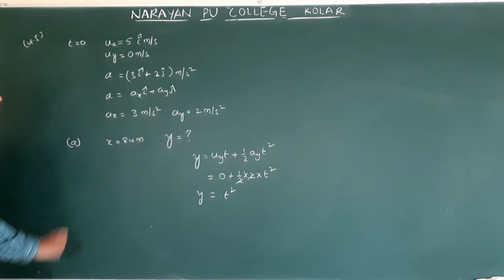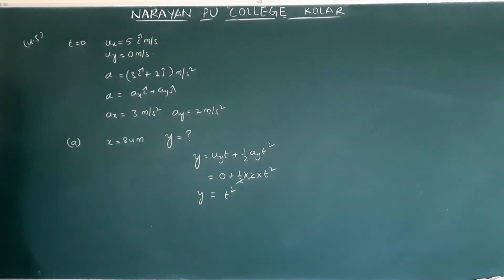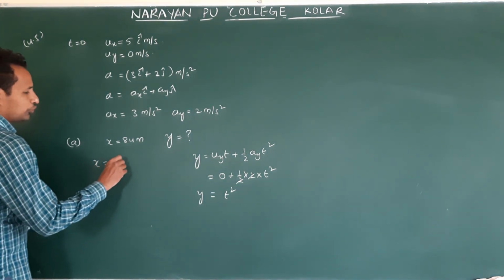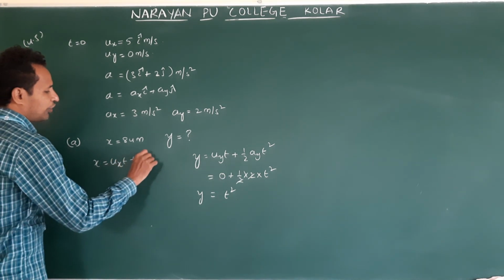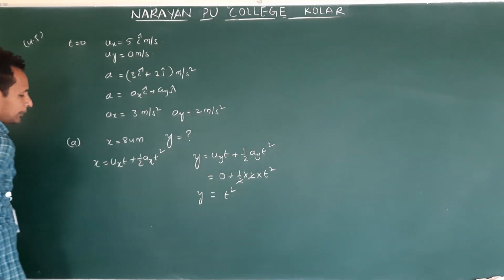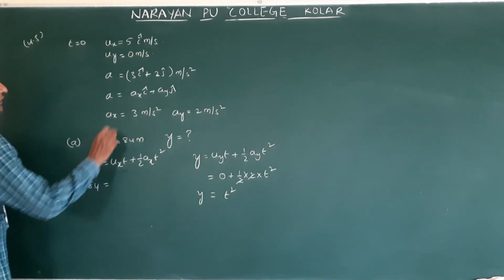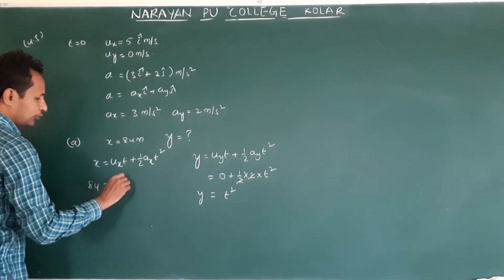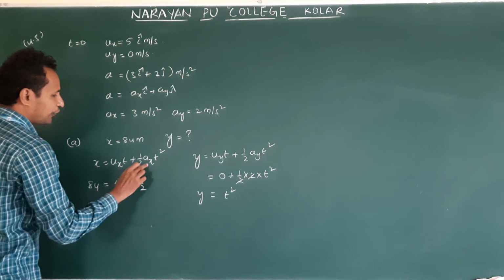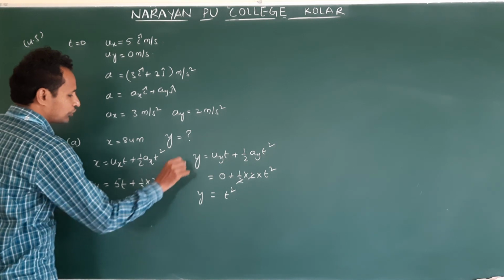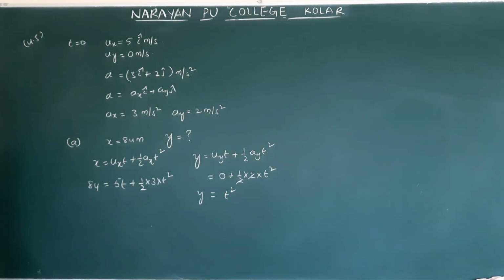Now we have information along x. Then what do we write for the x equation? x is equal to ux t plus half ax t square. Then x is given as 84 meters. ux is given as 5, into t, plus half. What is ax? 3, into t square. Clear?